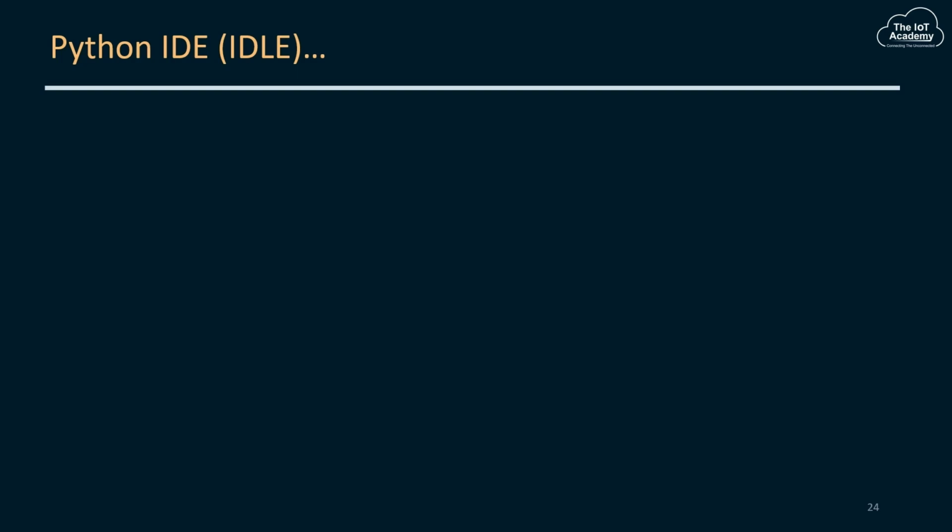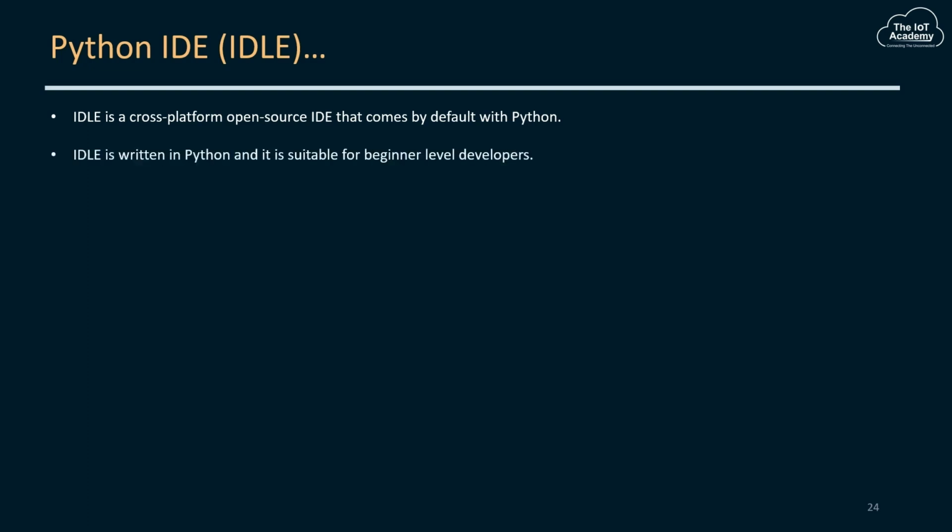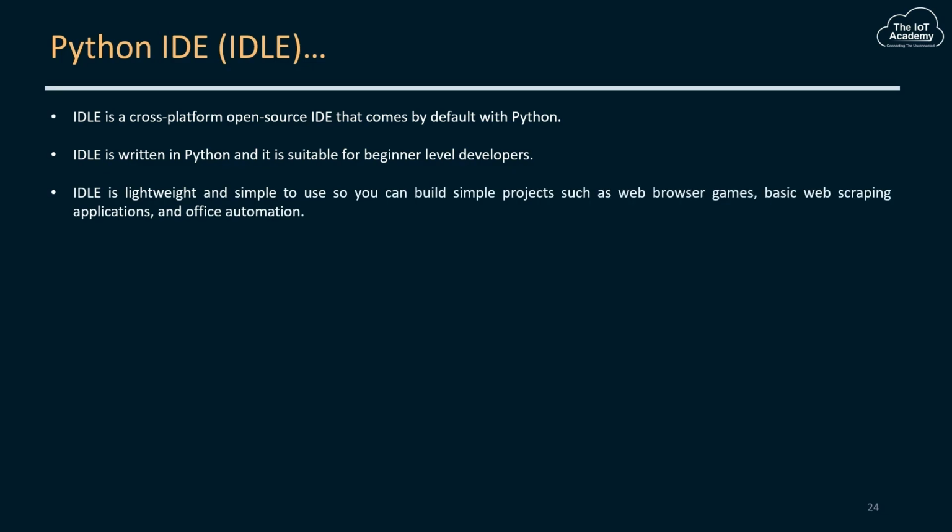Python IDE IDLE. IDLE is a cross-platform open source IDE that comes by default with Python. IDLE is written in Python and it is suitable for beginner level developers. IDLE is lightweight and simple to use, so you can build simple projects such as web browser games, basic web scraping, applications, and office automation.